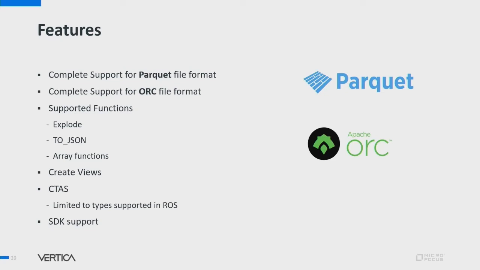We have a number of array functions as well, some of which we've seen in this presentation. We have contains, we have array find, array count elements, and there's some others as well. You can create views on top of your complex data. You can use field selections and array indexing in a create table as select statement. This is, of course, limited to types that are supported in ROS tables. The last full complex type feature is robust SDK support. You can write UDXs which read complex type arguments and produce complex type return values.